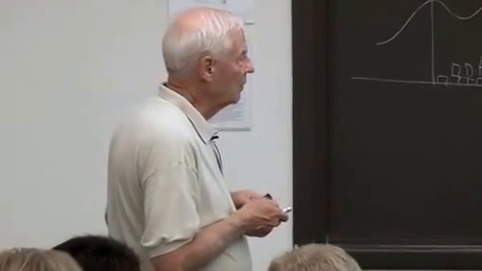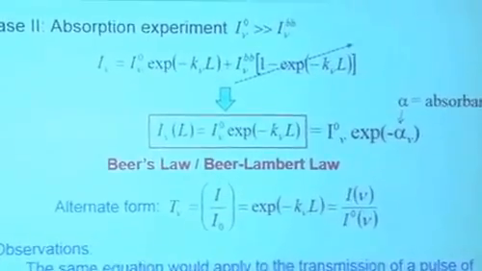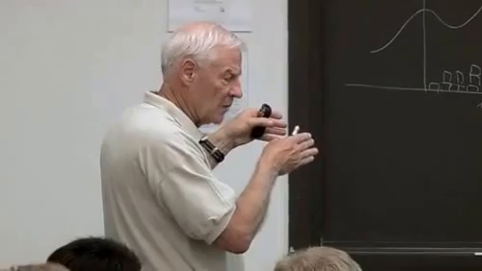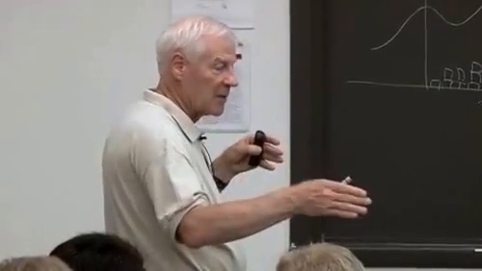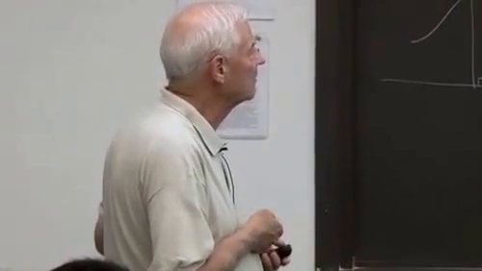This is a kind of an important point. It only holds for monochromatic, or effectively monochromatic light. If you have a broadband source and you send it through a gas, and some of that light is at a wavelength that's not absorbed, that light's coming out, and Beer's law doesn't hold. So that's a very important distinction.